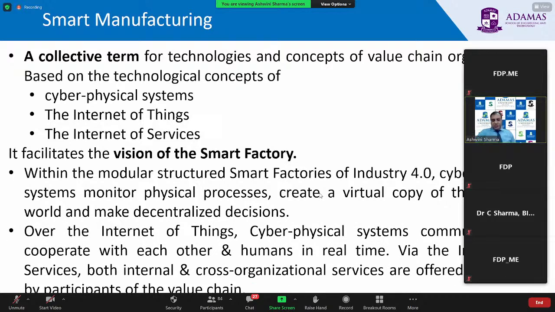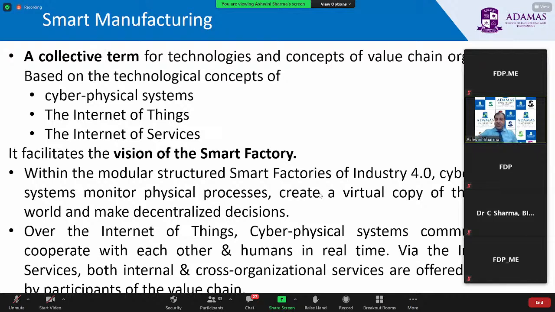Okay, over the IoT, cyber physical systems communicate and cooperate with each other and humans in real time. So a cyber physical system is now defined as also taking humans into consideration. That means humans are interacting with some kind of system, and that is called a cyber physical system. Via the Internet of Services, both internal and cross-organizational services are offered and utilized by participants of the value chain.